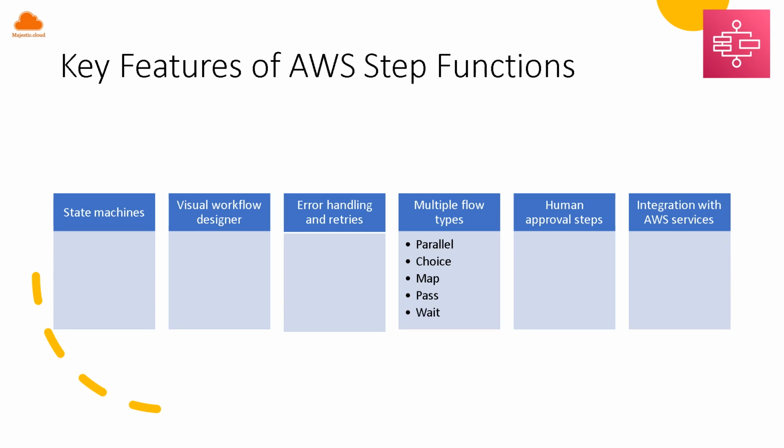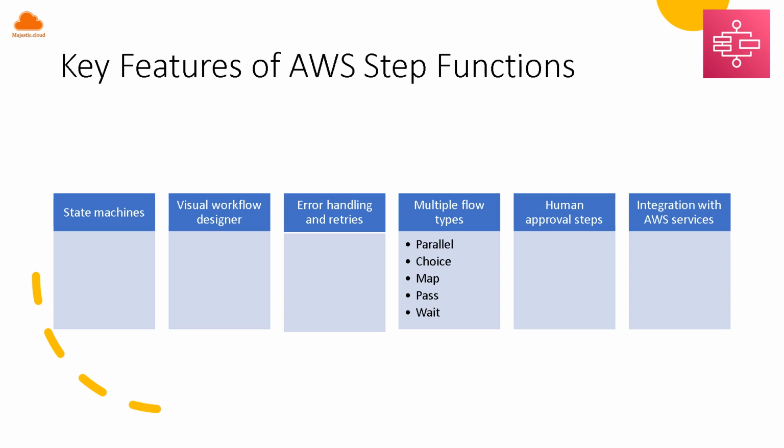Also, you have multiple flow types, so you can execute multiple steps of your workflow either sequentially or in parallel. You can have choice states, so you can decide what to do next based on that choice. You can have map states which iterate through an array and do the same thing for each element of the array. Pass states and wait states. A wait state basically allows you to wait for a certain amount of time before continuing.